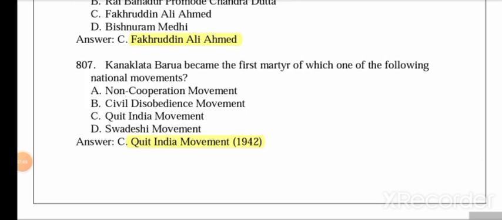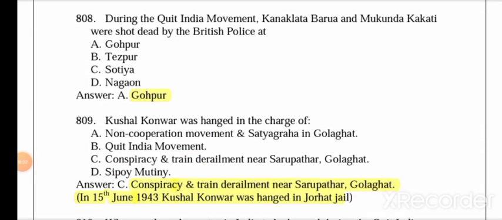Kanaklata Barua became the first martyr of which of the following national movements? Quit India movement, and she was related with the Mrityu Bahini organization. During the Quit India movement, Kanaklata Barua and Mukunda Kakoti were shot dead by the British police at Gohpur. Kushal Konwar was charged in a conspiracy of train derailment near Sarupathar, Golaghat, and on 15th June 1943, Kushal Konwar was hanged in Jorhat jail.